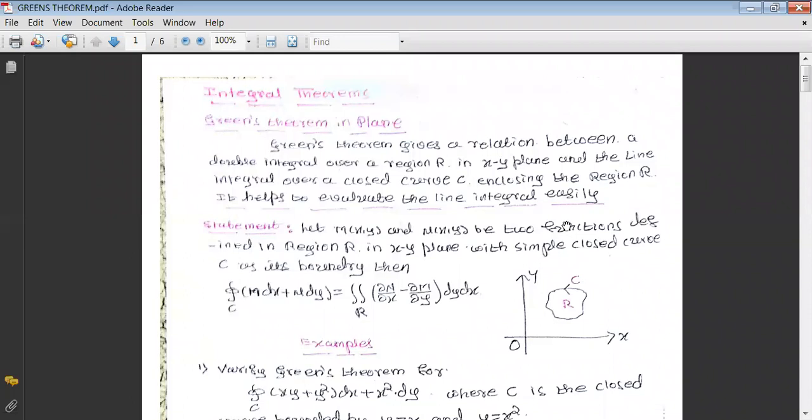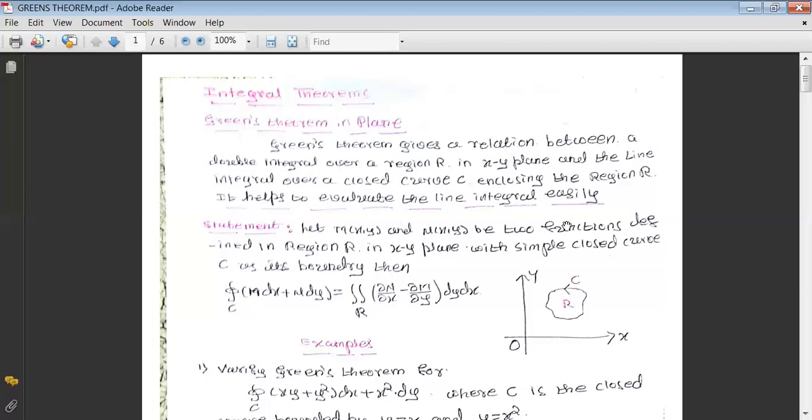In our previous video, we have discussed how to evaluate the line integral for a given curve C. Whenever a given curve C consists of two or more subpaths, then the evaluation of the line integral becomes tedious. In that case, we can use some of the integral theorems by using which we can evaluate the line integral easily. In this section, we are supposed to study three important integral theorems.